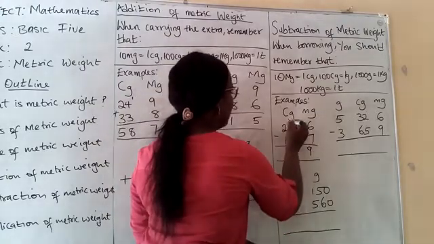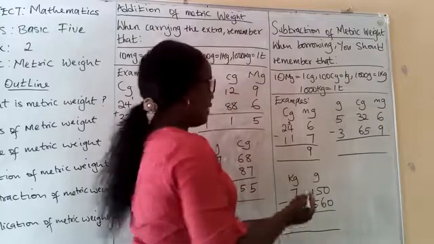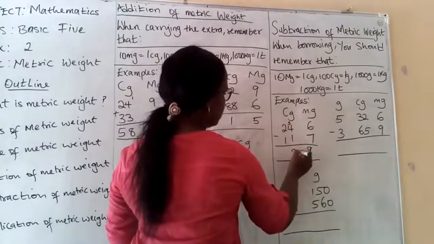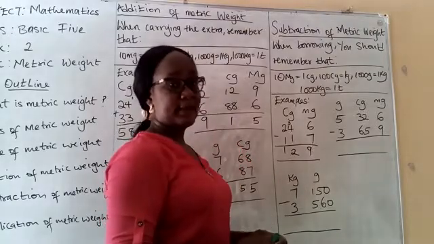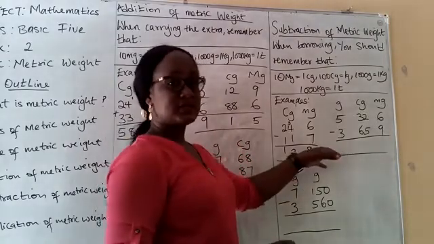Remember what you have here is now 23. Now 3 minus 1 will give you what? 2. 2 minus 1 will give you 12. Is that clear? Okay, let's look at the next one.